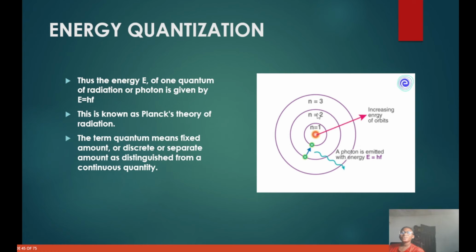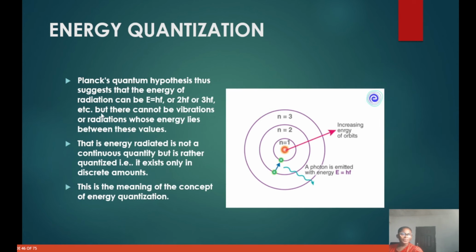This is just explaining what the electron does in this place. The term quantum means a fixed amount, or discrete or separate amount, as distinguished from a continuous quantity. Planck's quantum hypothesis suggests that the energy of radiation can be E equals hf or 2hf or 3hf, where n equals 1, n equals 2, or n equals 3. But there cannot be vibrations or radiations whose energy lies between these values. That is, we cannot have n equals one and a half.